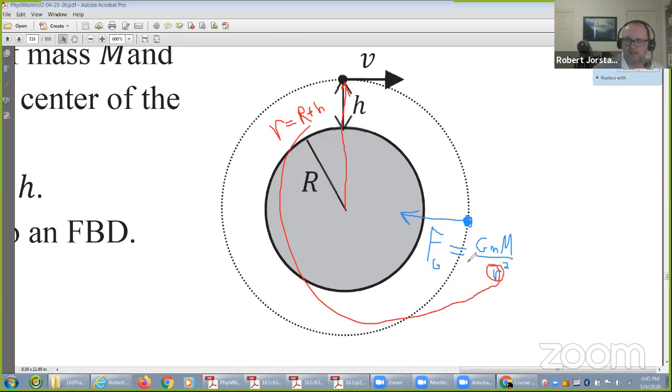Okay. All right. Now, in this case, it's accelerating towards the center. And I want you to think to yourself, what's the other force acting on this? What's another force that's acting on the satellite there? Excellent. There is no other force.